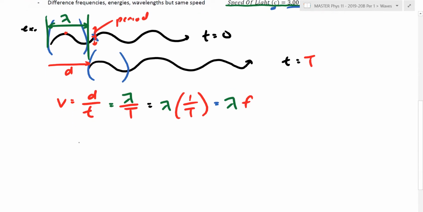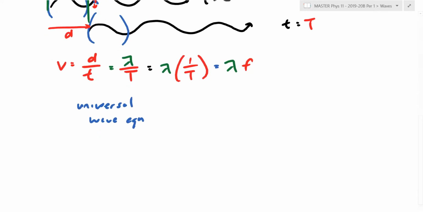So that's where we derive this formula, which is called the universal wave equation. This one applies to light as well as sound and all different types of waves. It basically says v is equal to lambda f. If I translate that in words for you, in the light example, all light travels at the same speed. So whether it's a high energetic UV photon or a low energy radio wave, this one is a constant.